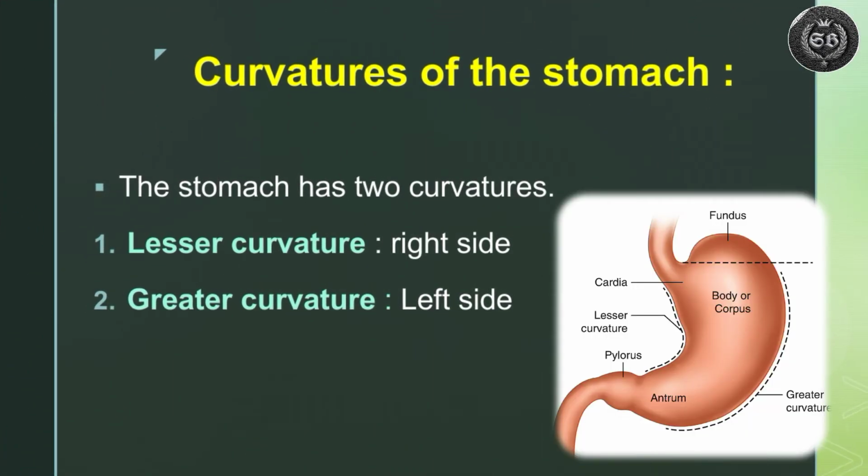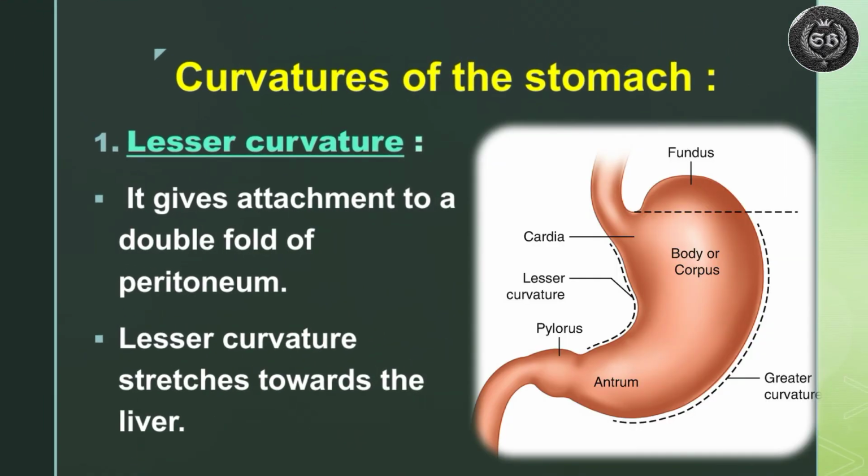Now curvatures of the stomach. The stomach has two curvatures, lesser curvature on the right side of the stomach and greater curvature on the left side of the stomach. First is lesser curvature. It gives attachment to a double fold of peritoneum. You can see in this diagram, here is the lesser curvature. Lesser curvature stretches toward the liver.